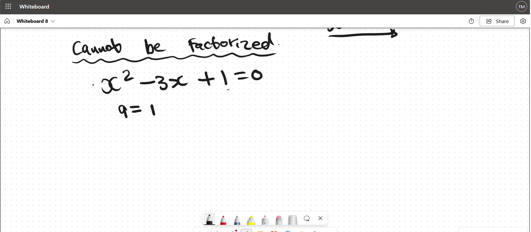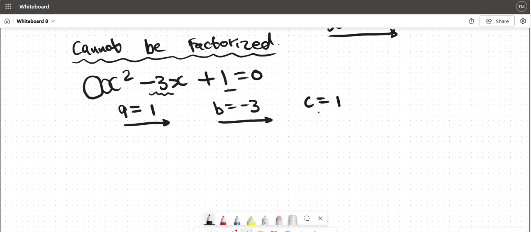And if you use your quadratic formula, all you need is this coefficient here, which is your a. In this case, it's equal to 1. You need the second coefficient there, which is your b. In this case, it's equal to a negative 3. And you need this last constant there, which is your c. And in this case, it's equal to 1.